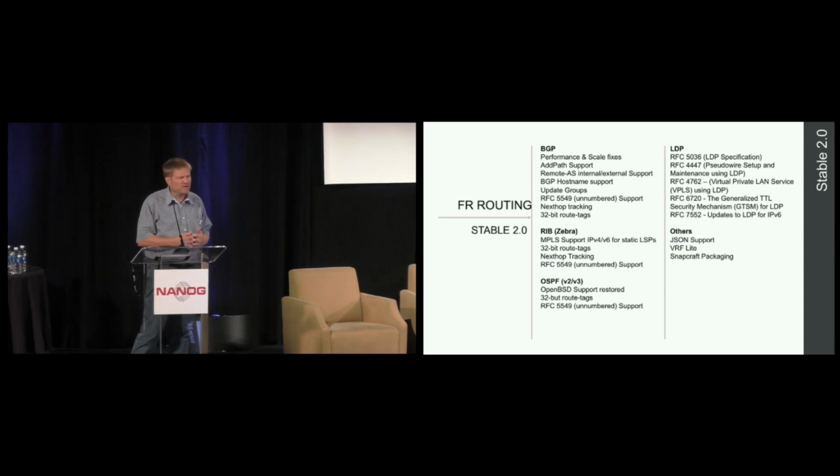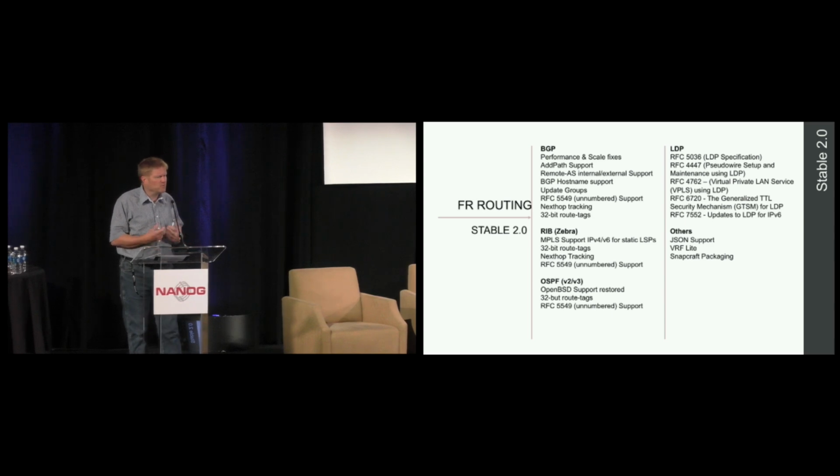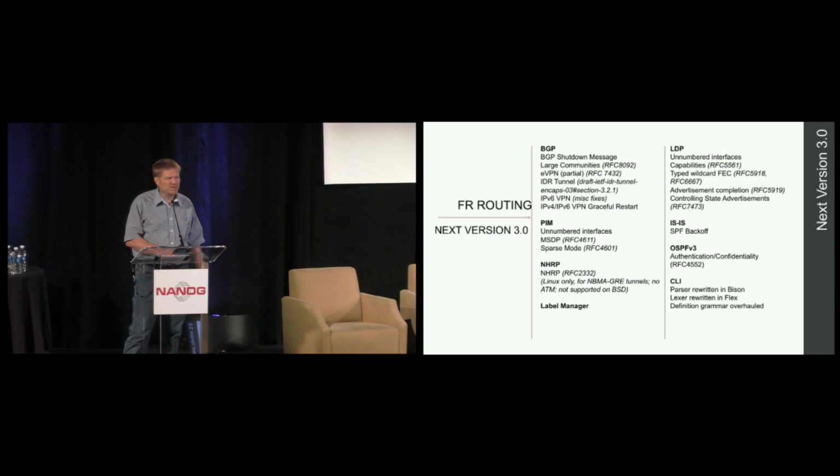Add path support is in there, remote AS, BGP hostname support, update groups, which is for your update packing in BGP, next hop tracking, which is part of the business of taking out the BGP walking, the table walking processes, 32-bit route tags. There's a ton of stuff going on in here. There's a label manager going in, all sorts of new features going in, and like I said, ISIS is being rebuilt. Of interest as well for anybody who really cares, EIGRP is currently being built for free-range routing. Babel is actually in and being worked on. This is a very broad set of features and stuff like that.